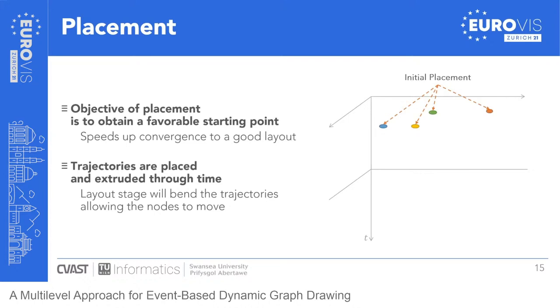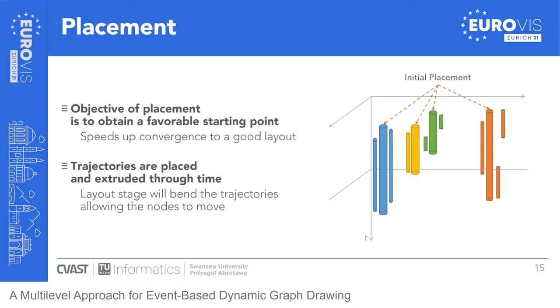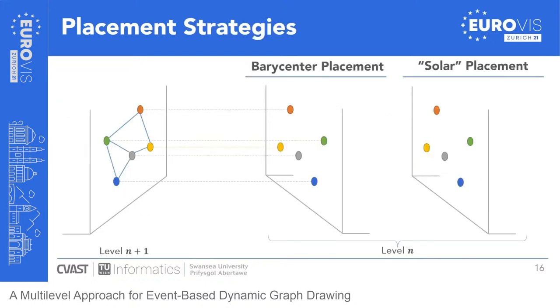Once placed, the trajectories are extruded through time. The layout stage will bend them, allowing the nodes to move. In the refinement cycle, the trajectories of the nodes that were merged with their representatives have to be placed as well. These are computed starting from the coordinates of their representatives. To obtain this, we implemented three strategies. Two are shown here. The third one, the identity placer, can be found in the paper.